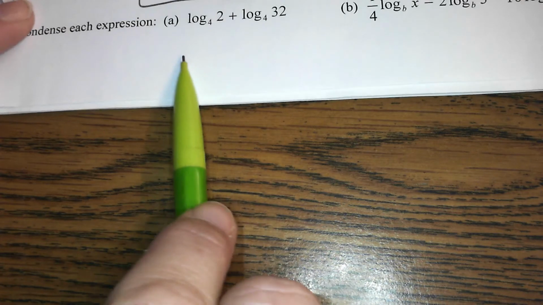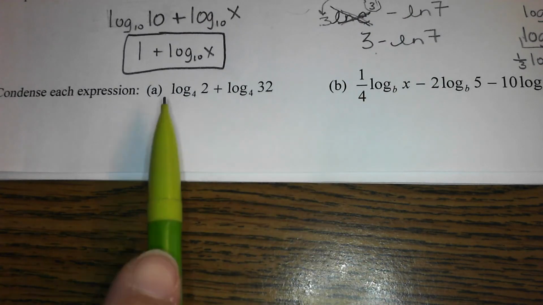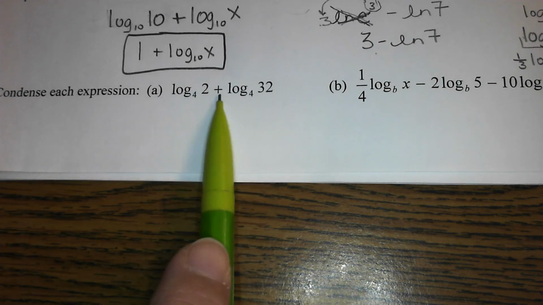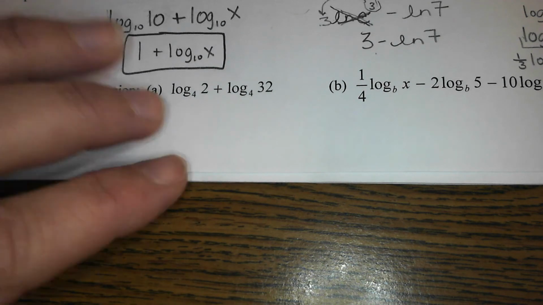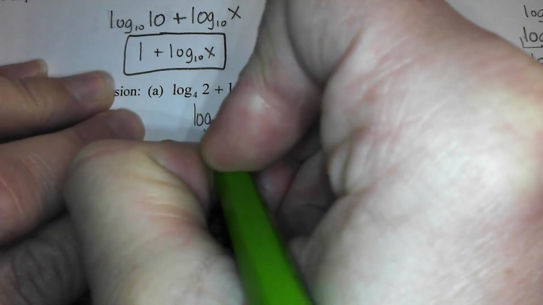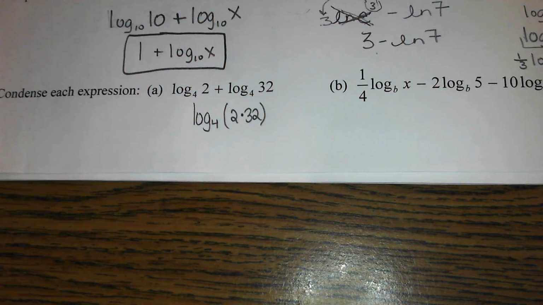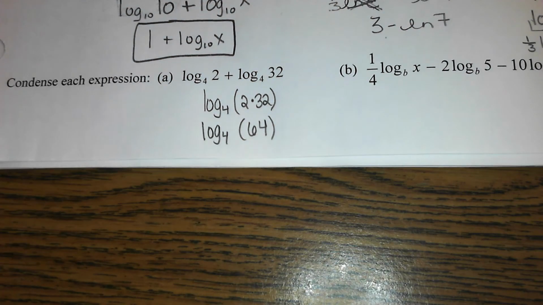The bottom two examples are about condensing. So they're already separated. Obviously, they both have to have the same base. And addition of 2 logs condenses into what operation? Multiplication. So log base 4 of, if you just want to document your work, you can put down the 2 times 32, which becomes log base 4 of 64.